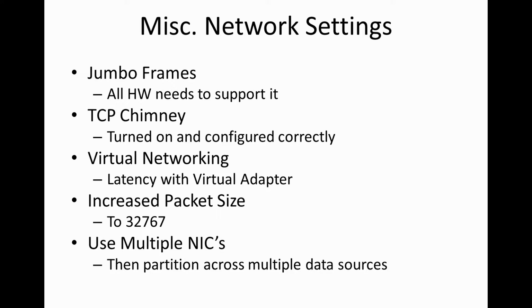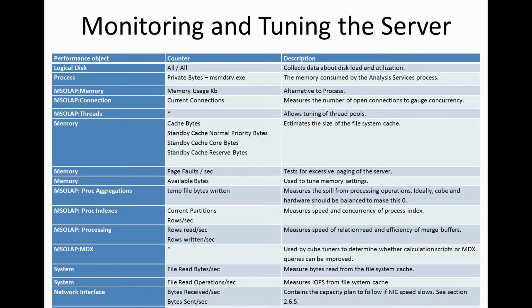Using multiple NICs, there's a section in the operations guide that talks about that. Not a lot of folks will get into that, but you can actually partition your data source across multiple network interface cards. And then when you do your processing, you can take advantage of all of the individual throughput for those individual network cards per data source. So if you have data sources that can take advantage of a higher throughput than others, you won't have them bottlenecked. So just some good information there about your networking settings.